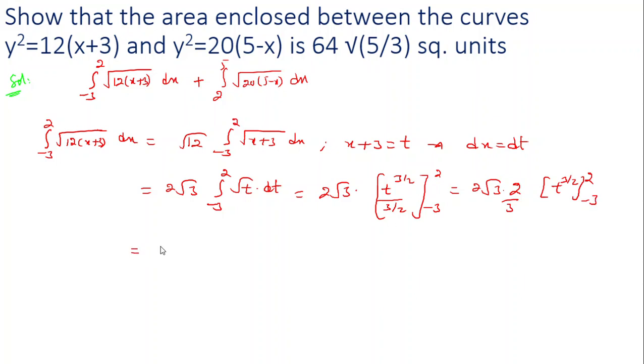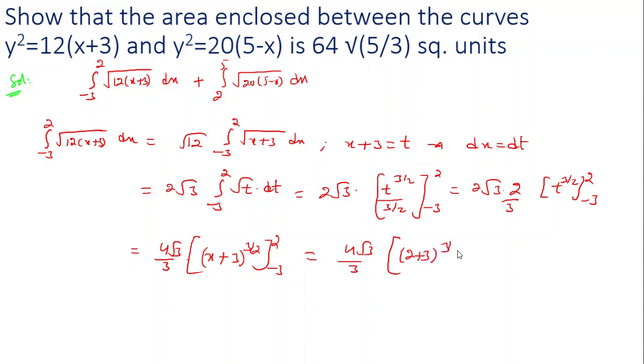So now this is equal to 4 root 3 by 3, and let's substitute x plus 3 back in the place of t. So now this becomes 4 root 3 by 3 of (2 plus 3) whole power 3/2 minus (-3 plus 3) whole power 3/2.